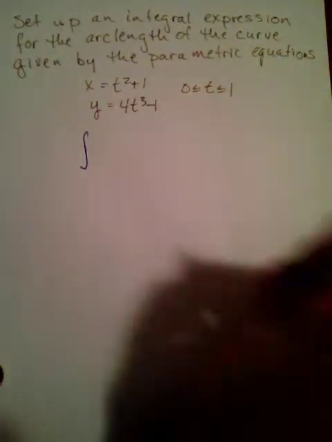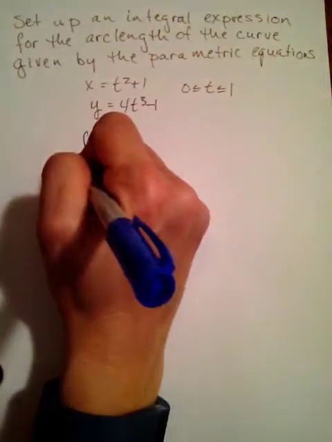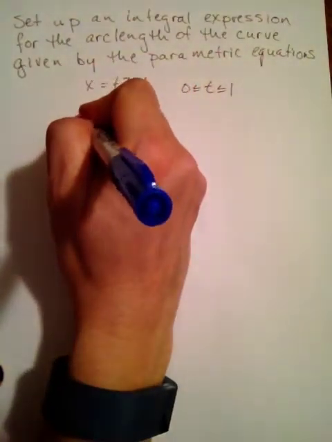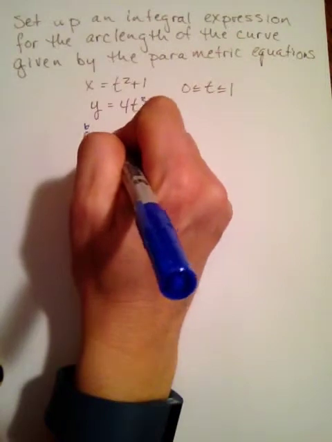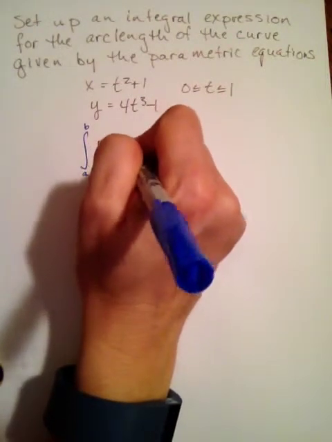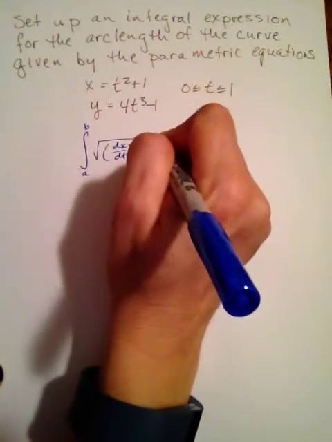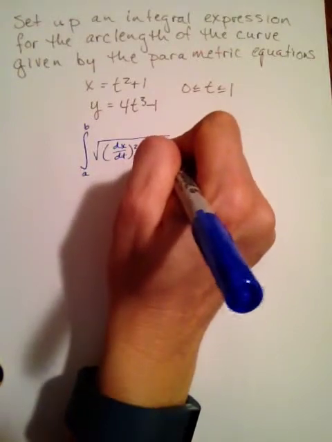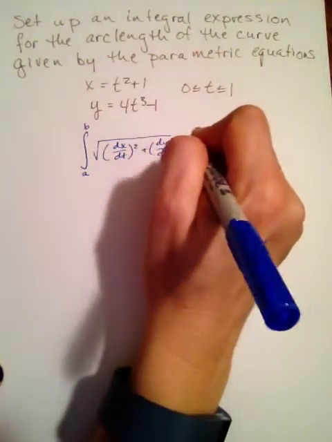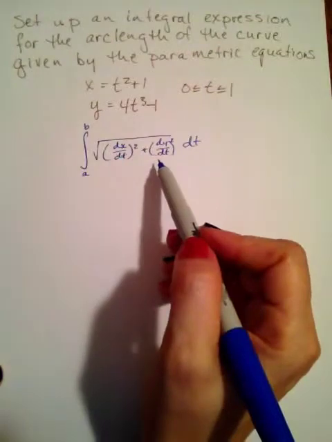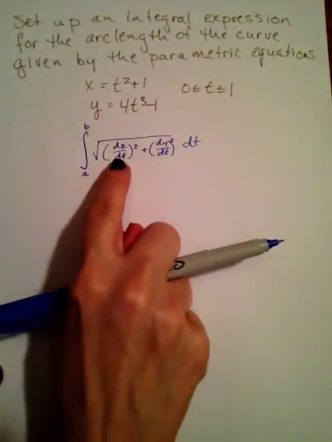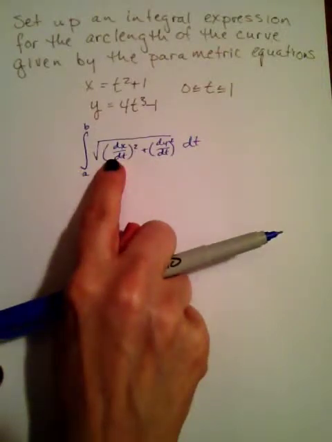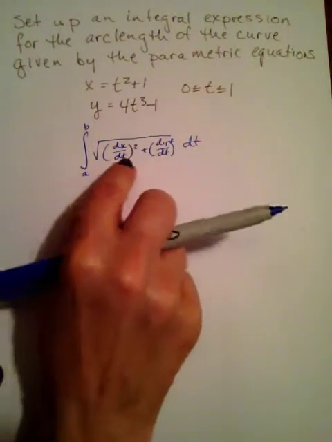itty bitty lengths, and it's from some given time a to another given time b, and it is the square root of (dx/dt) squared plus (dy/dt) squared. All of that's with respect to t, and if this looks like the Pythagorean theorem, you're correct, it is. We are actually looking at little itty bitty vectors, and we're figuring out what's going on with that.